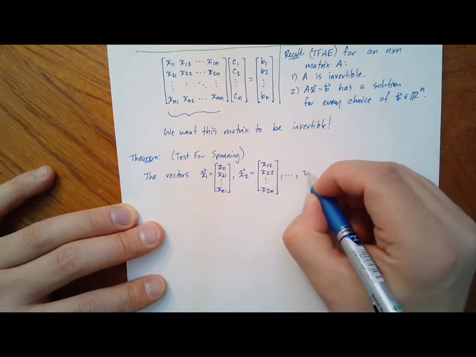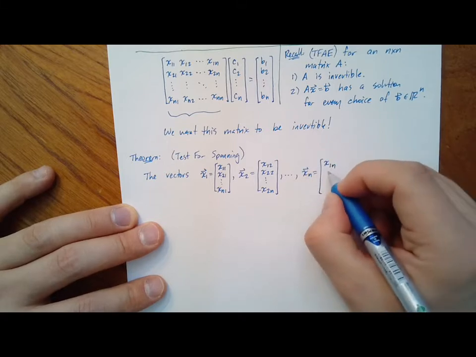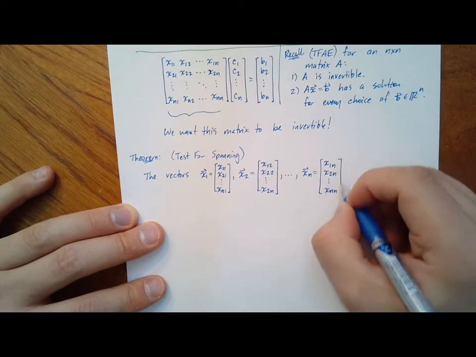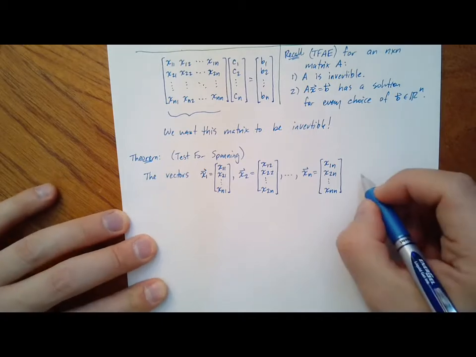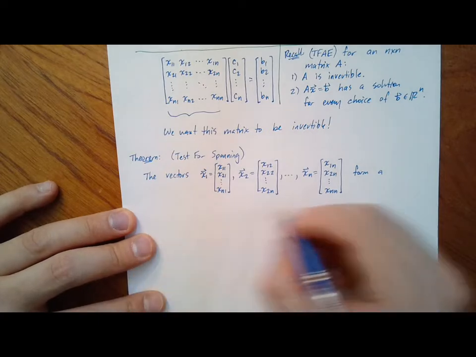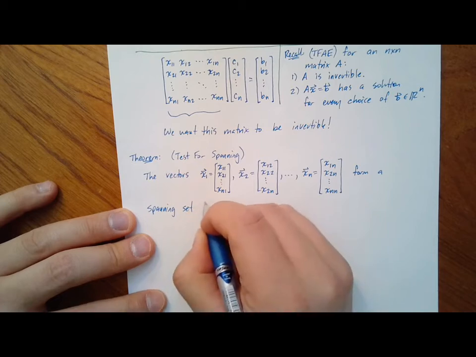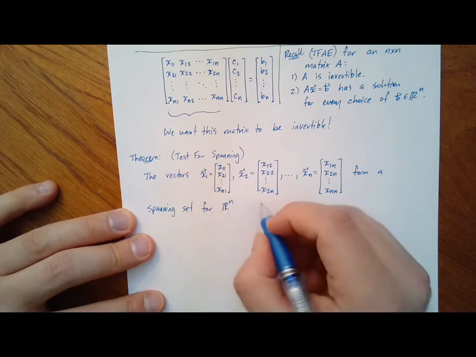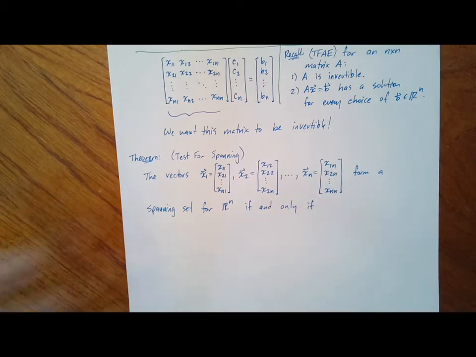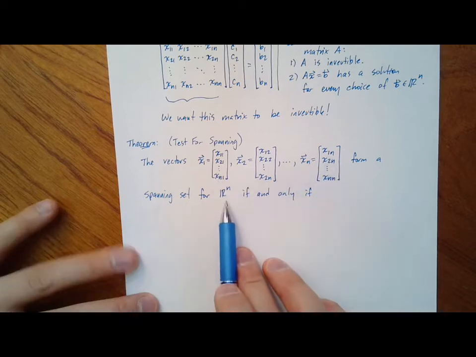So this list of vectors spans Rn when, that's what we're going to say here, this list of vectors forms a spanning set for Rn if and only if. So this is a necessary and sufficient criterion for these vectors to form a spanning set for Rn, and here's what it is.